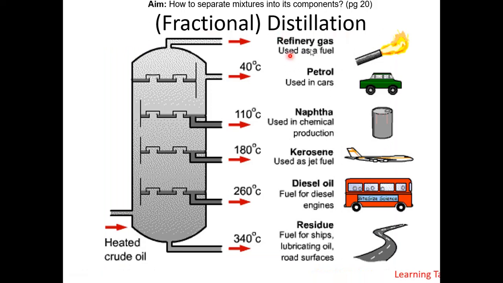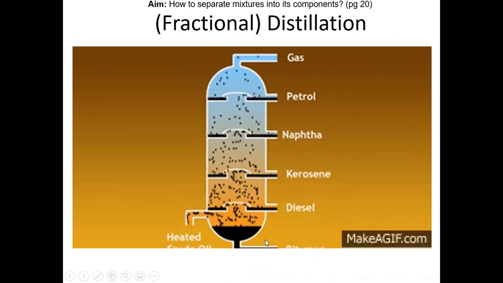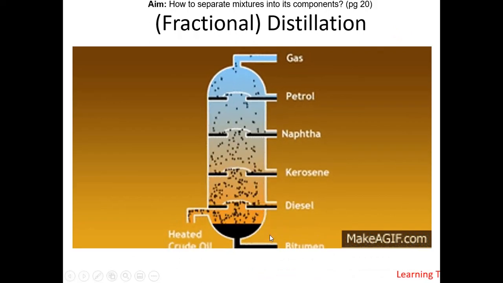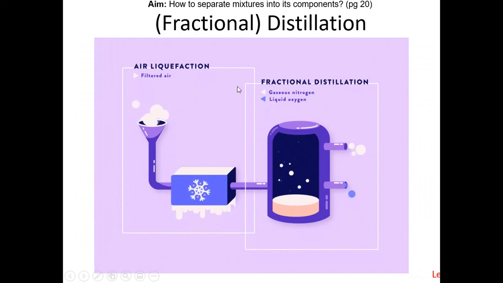Fractional distillation is basically a type of distillation. It's usually much better than just a simple distillation because they add things like beads to help improve the separation. Here's an example of crude oil separating into its many components. Here's a GIF of what's happening. And here's another example of fractional distillation of air. Here air is separated into gaseous nitrogen and liquid oxygen.